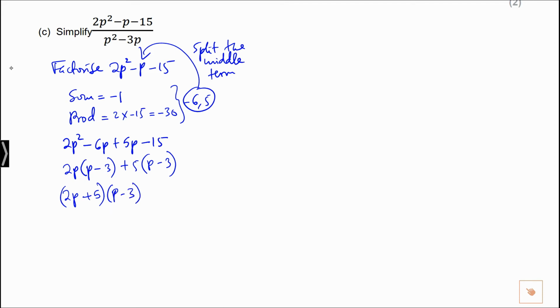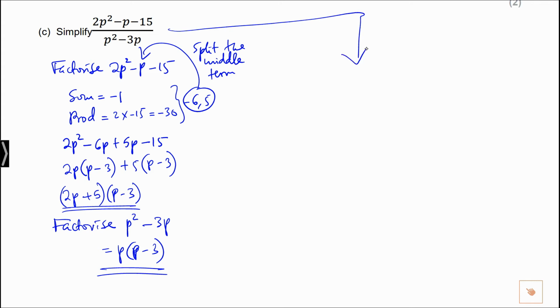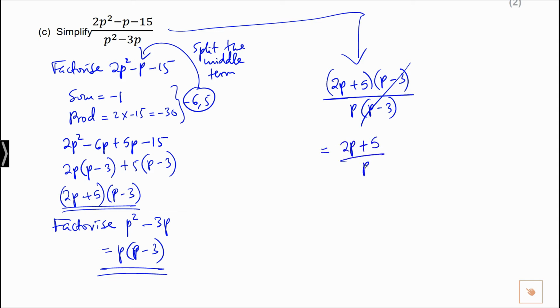All right, so we factorized that. So let's just call that step 1. Step 2, factorize p squared minus 3p. Now this will be p into p minus 3. So we have these two answers. So we can now go ahead and rewrite this expression using these two expressions. So the first one we have 2p plus 5 for the numerator, p minus 3 over p into p minus 3. Now these two cancel, so we shall end up with 2p plus 5 over p, and that will be our final solution.